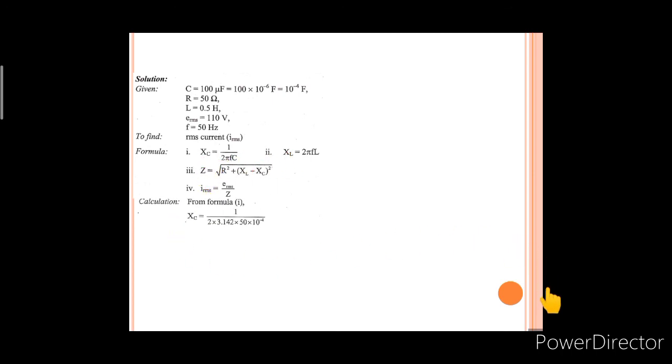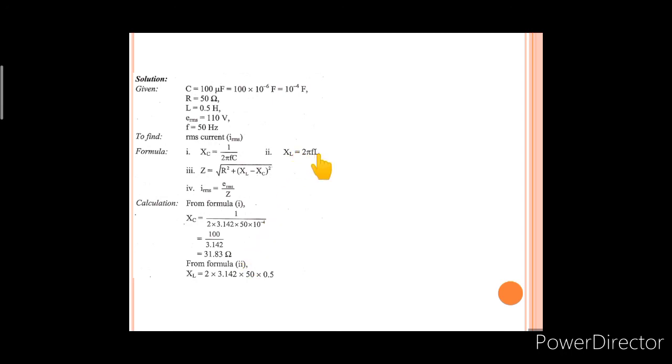So let's solve it by using the first equation. XC is equal to 1 upon 2 pi FC. We substitute the values: 1 upon 2 into pi, which is 3.14, into F, which is 50 Hertz, into C, which is 10 raised to minus 4. After the substitution, we solve it and the value of XC we are getting is 31.83 ohm.